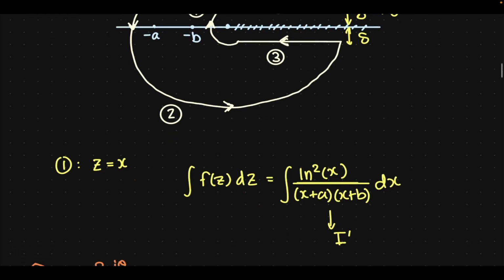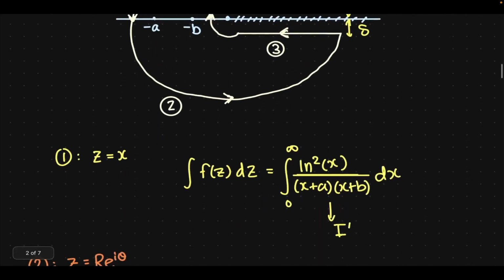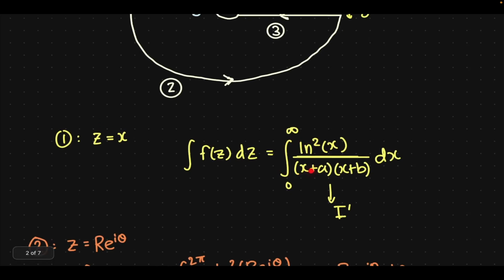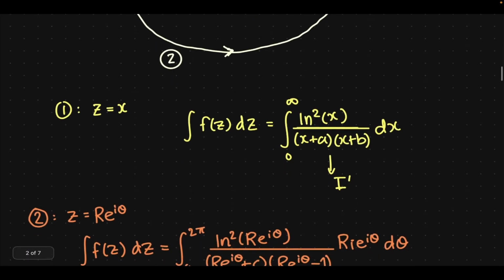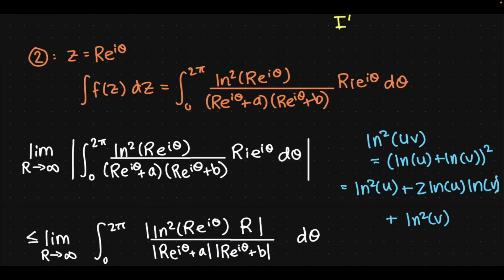So integral of f of z dz is equal to the integral of ln squared x over (x plus a)(x plus b), and the bounds of integration are actually from 0 to infinity. I mean, it's technically 0 to R, and then we're taking R to go to infinity. R is the radius of this infinite closure. But effectively, it's 0 to infinity. Let's call that I prime, because that's not the original integral I, it's just the natural log squared version of it. Okay, so moving on to segment 2.